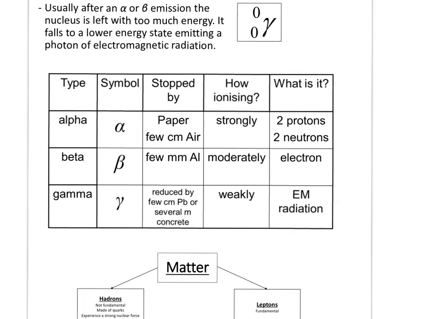This is ionising. For alpha it is strongly, beta moderately and gamma weakly. Alpha is stopped by paper and a few centimetres of air, beta is stopped by a few millimetres of aluminium, and gamma is reduced by a few centimetres of lead or several metres of concrete.